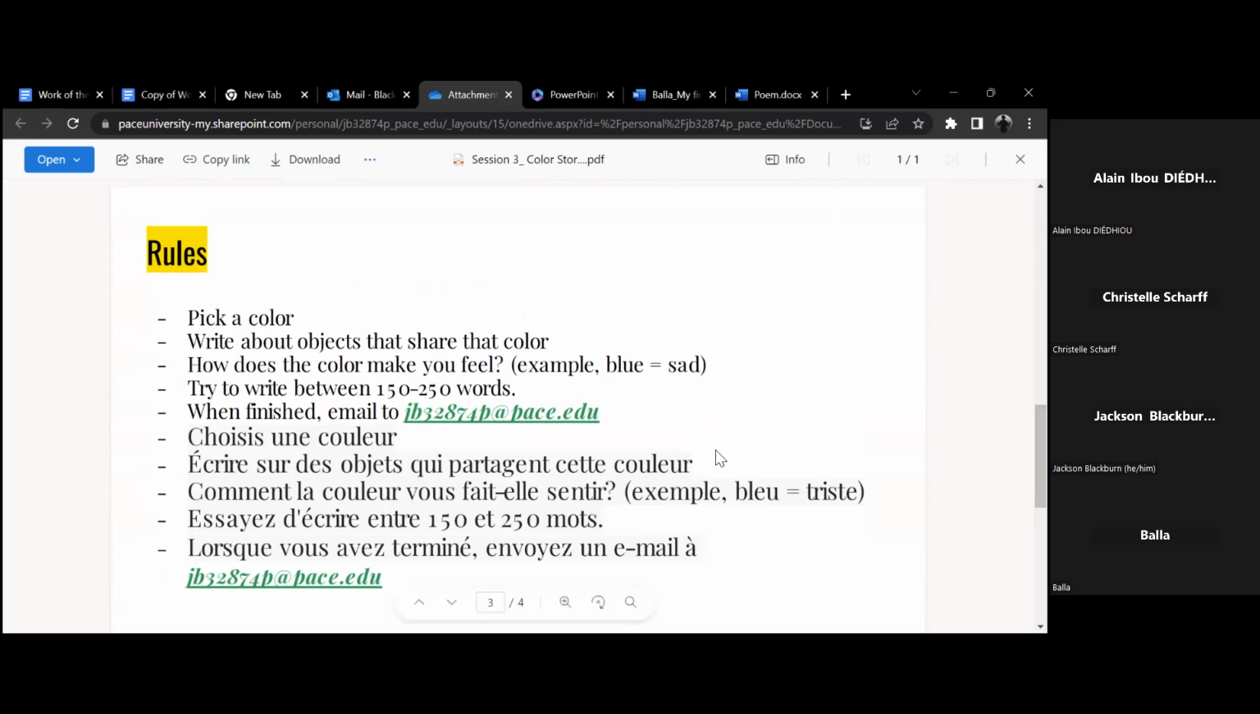For example, we have blue. Sometimes when people say they're feeling blue, or usually the color blue is associated with sadness. But also it can be anything, blue can make you feel, or any other color can make you feel anything. So you have the freedom and the creativity to be able to write that. And then try to write between 150 to 250 words.